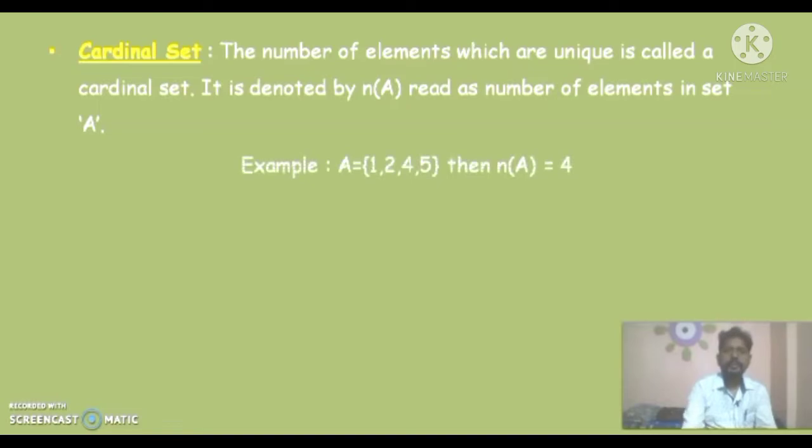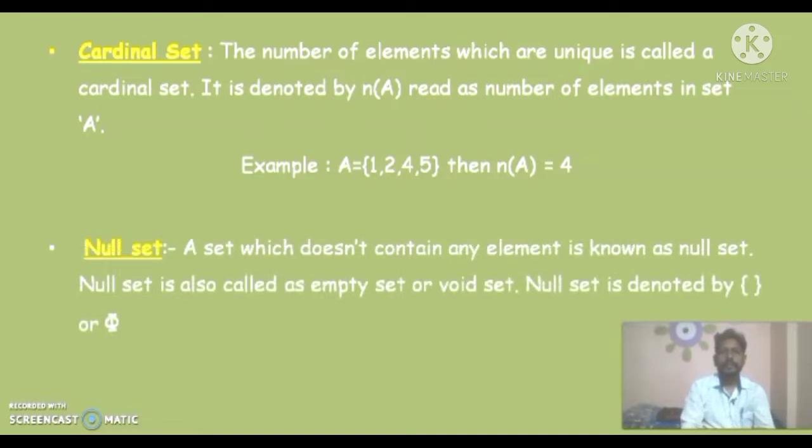For a better example, if A is equal to the set {1, 2, 3, 4, 5}, then the number of elements in A is equal to 5. Because in set A we have 5 elements, n(A) is equal to 5.